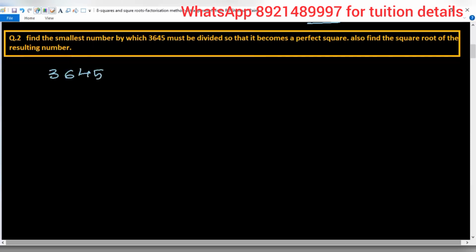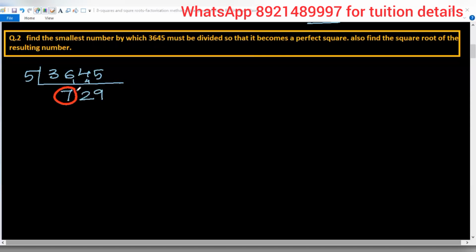3645. So the last digit is 5, so we can take 5 as the first prime factor. Then 7 times 5, 35. 1 is left here, 14. So 2 times 5, 10. 4 is left here, 45. Then 9. 7, 2, 9. See, 7 plus 2, 9. 9 plus 9, 18. Right?